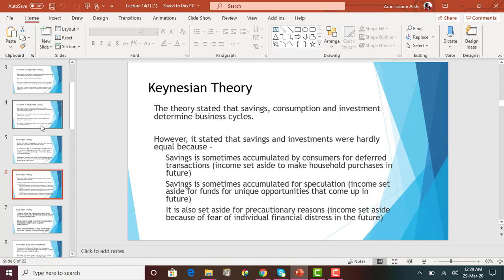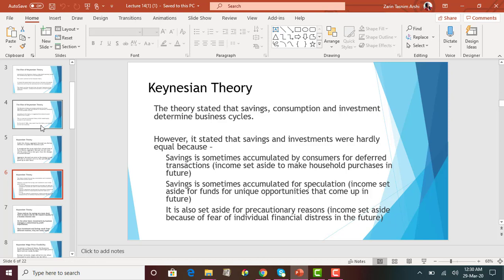Okay. So first of all, savings. We often keep savings in order for a future household transaction. Let's say we get income of $3,000 and we keep $500 aside every month as savings, in the hope that after 3 years, I'll probably buy a car. Or maybe I save $3,000 a month, and then after 2 years, I want to buy a home. So basically, savings is sometimes accumulated by consumers for purchases other than regular household spending, such as buying a car or buying a home. That's one reason why I keep savings.